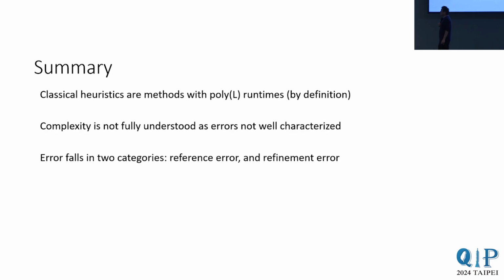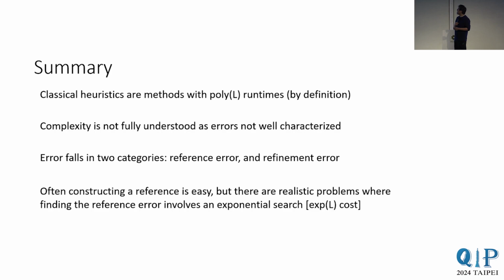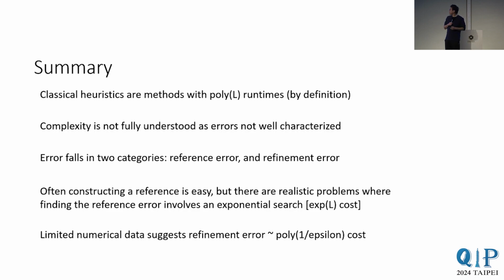And I believe that it's useful to categorize the error in two ways, right? There's a contribution from the starting point, which is the reference error, and then there's a refinement error. And I think for a lot of chemical problems, constructing a reference is easy because the problem is just close to some kind of product state. But there are, in fact, realistic problems where you do need to search over many of these classical solutions. And this involves some kind of exponential cost. And then limited numerical data suggests that the cost to refine once you have a good reference is polynomial in the inverse error.